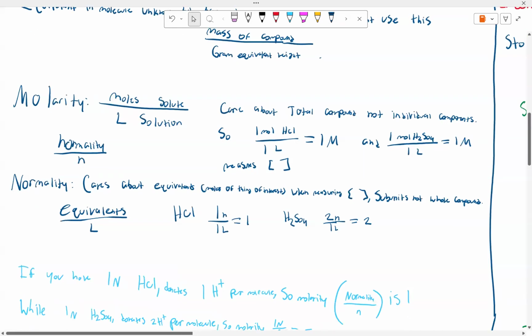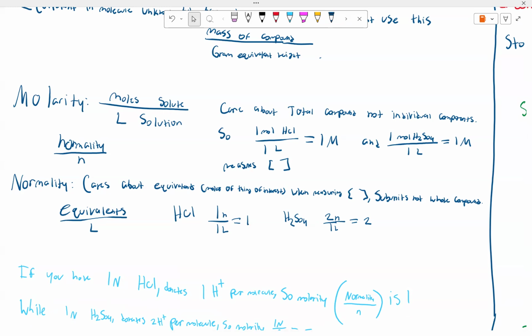Molarity is something you'll see very often when talking about concentrations. You also see molality, but that's more or less for temperature and density changes, like boiling point elevation and freezing point depression. Those are the only times you'll see that instead of molarity. So molarity is moles of solute over liters of solution.